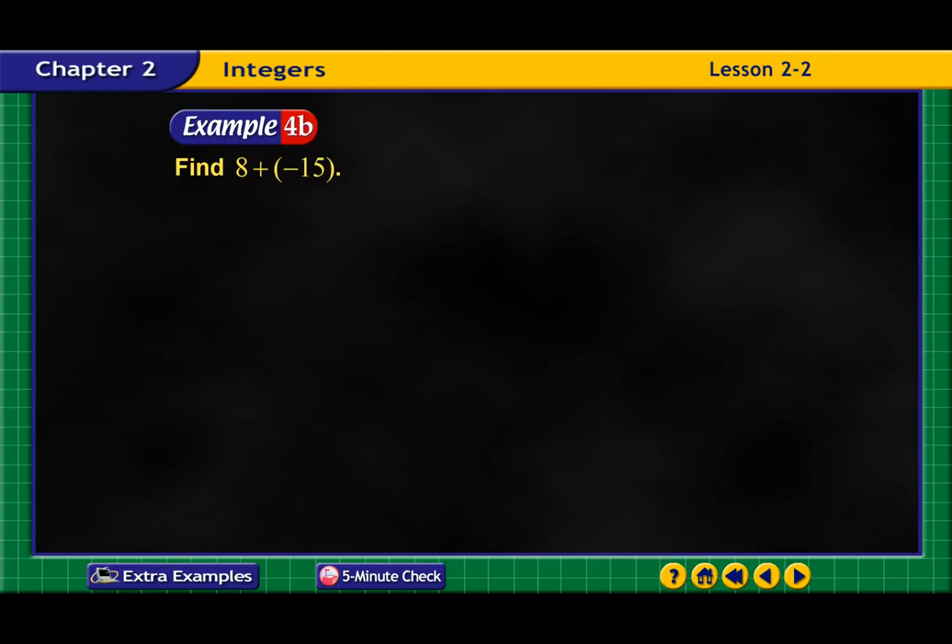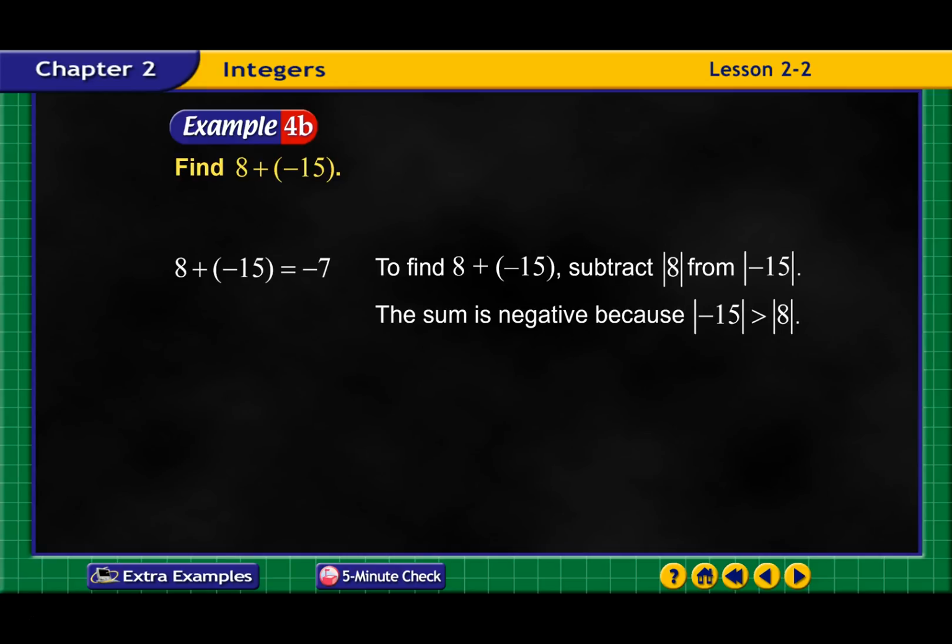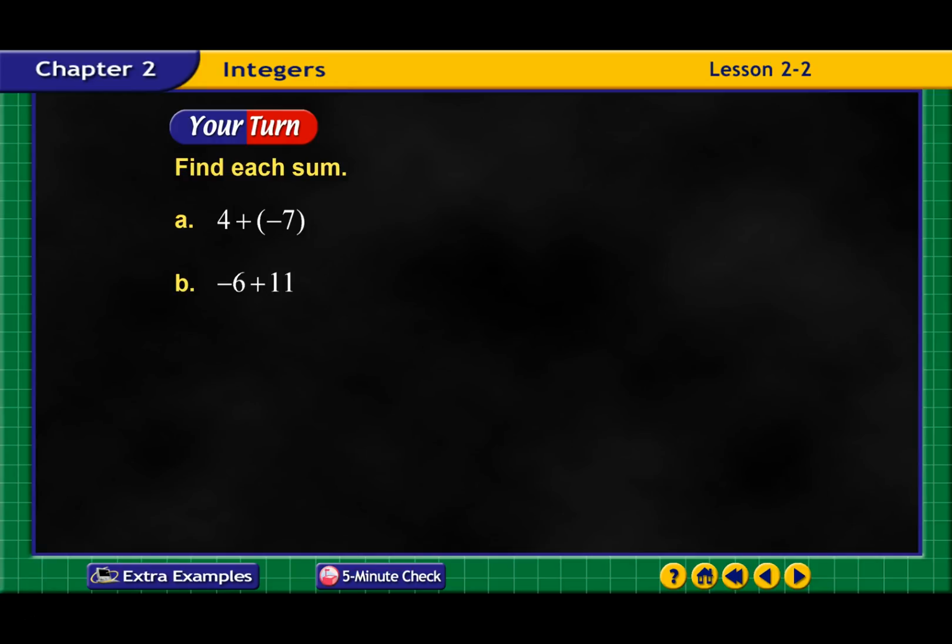All right, 8 plus a negative 15. So again, we're going to subtract the absolute value of 8 from 15. So 15 minus 8 is going to equal 7. And since 15 is greater than 8, we're going to take this sign and put it right here. So our answer is going to be negative 7. Try these.